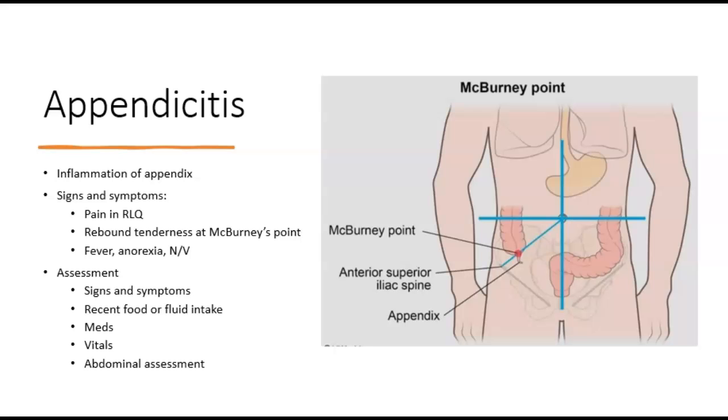Pain will intensify, and it's aggravated by walking, moving, and coughing. You will find rebound tenderness at McBurney's point, which is midway between the umbilicus and the anterior iliac crest, and this is McBurney's point in this picture. You can see that it's right over top of this appendix.